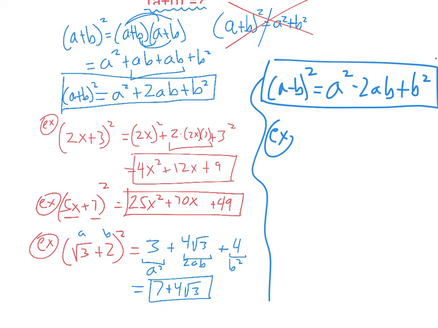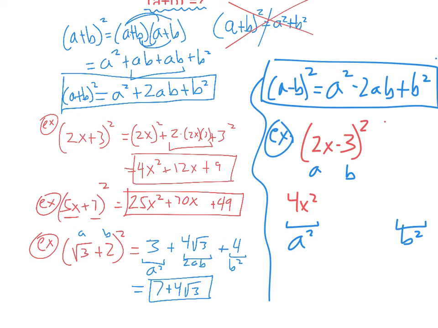So if we have, let's say, (2x minus 3) squared. So this is our a, and this is our b, and this is squared. And we want to simplify this. Well, using this rule here, we're going to square the first. We're going to have a squared, and that's going to be 2x times 2x, which is 4x squared. Then we're going to have b squared.